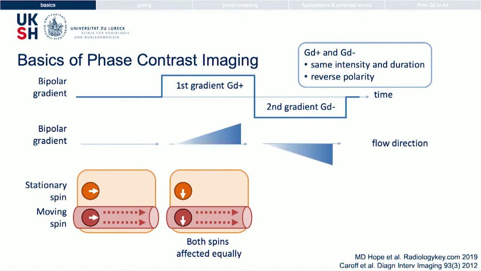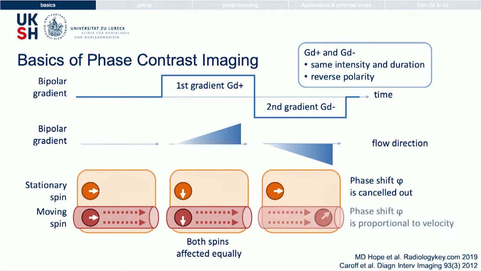So then you apply the reverse gradient. And since the stationary spin gets the same gradient but with a reverse polarity, the phase shift of this spin is cancelled out and you don't get any signal from that. So that's great. But the moving spin moves along the gradient, so it realizes another gradient and it gets another phase shift that is proportional to its velocity. So that's great. So that's how we measure flow velocity in our non-contrast images.